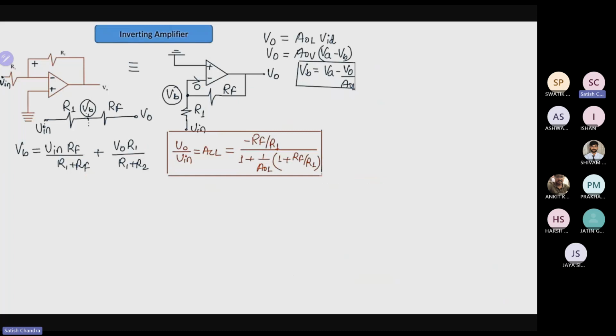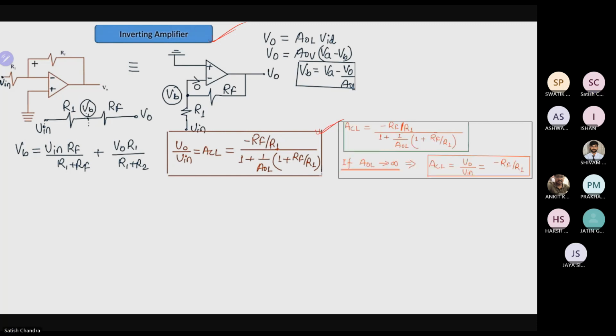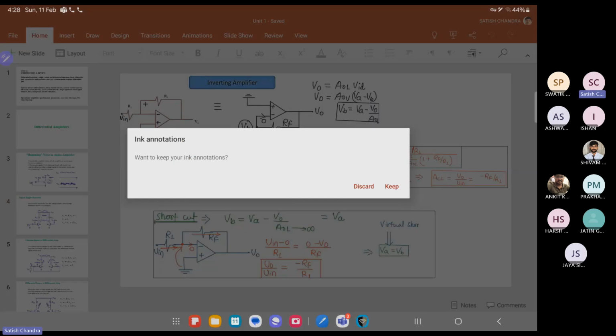Now look into the inverting terminal. Here we have a voltage at the inverting terminal, and the feedback is also at the inverting terminal. Whenever we have a finite open loop gain, we utilize this formula, and if I have an infinite open loop gain, then this is what we get. Okay, this is all which we already know.